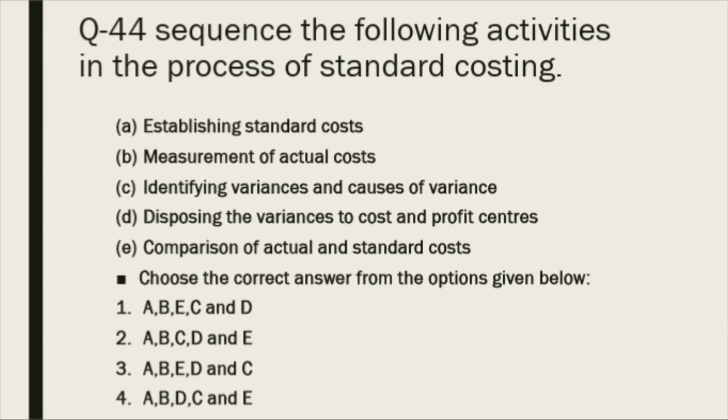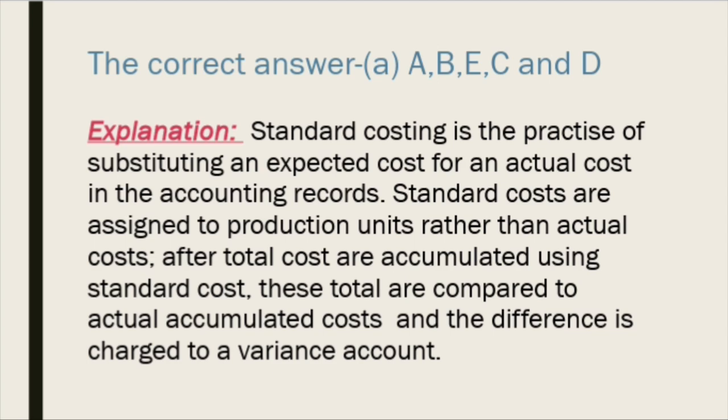Next question. Sequence the following activities in the process of standard costing. There are 5 options: establishing standard cost, measurement of actual cost, identifying variances and causes of variance, disposing the variances to cost and profit centers, comparison of actual and standard cost. Choose the correct answer from the options given below. So, the correct one is A, B, E, C and D. Standard costing is the practice of substituting an expected cost for an actual cost in the accounting records. Standard costs are assigned to production units rather than actual cost.